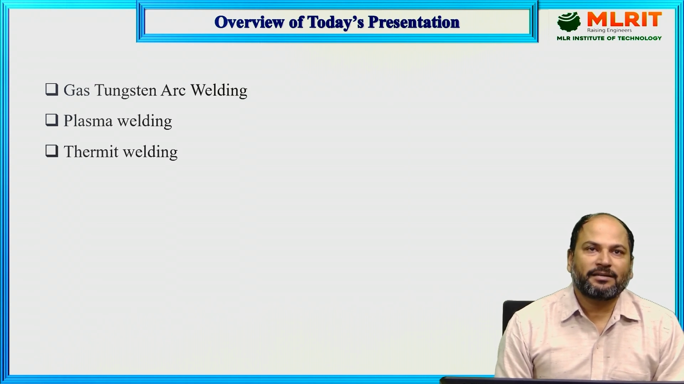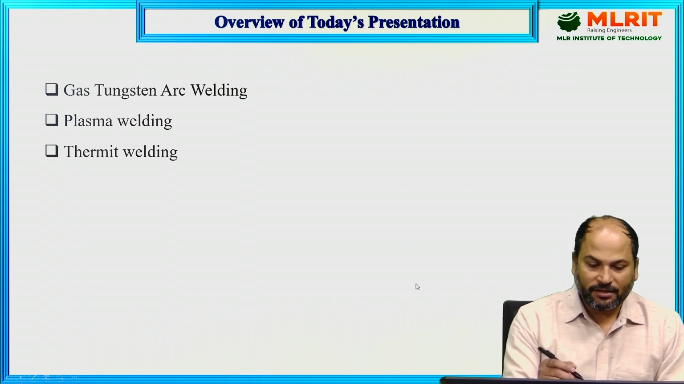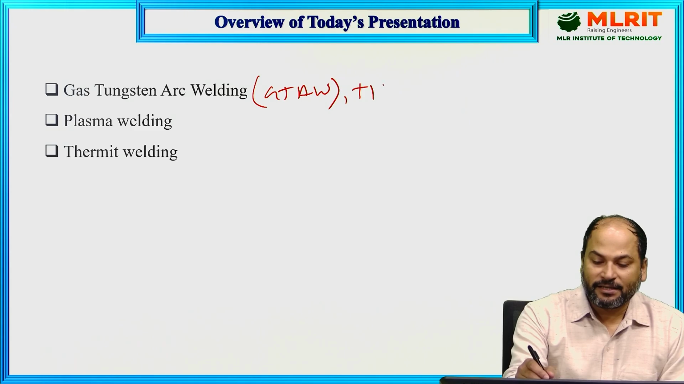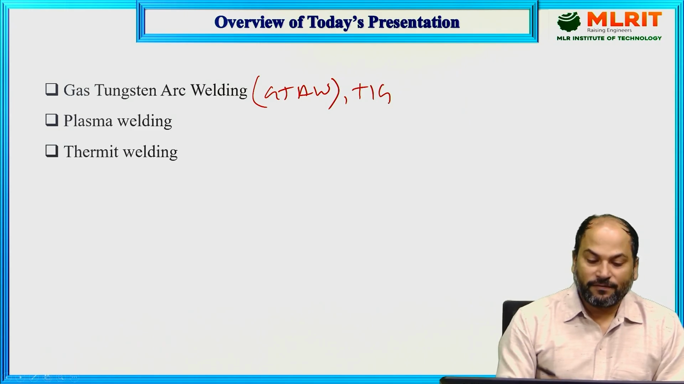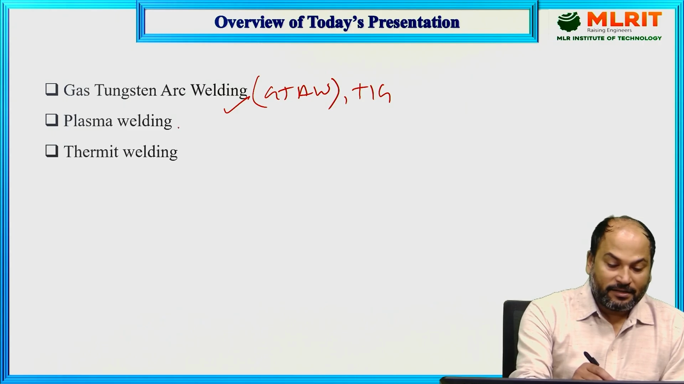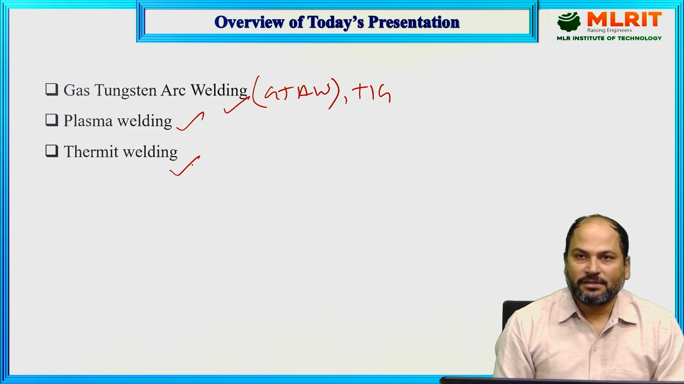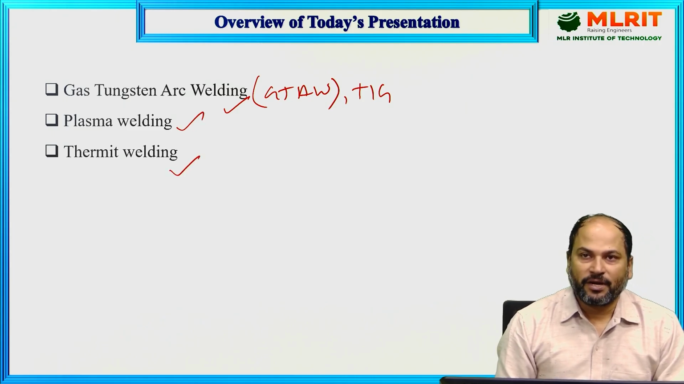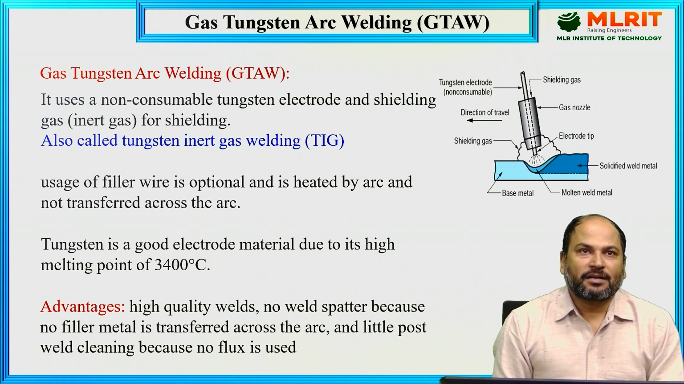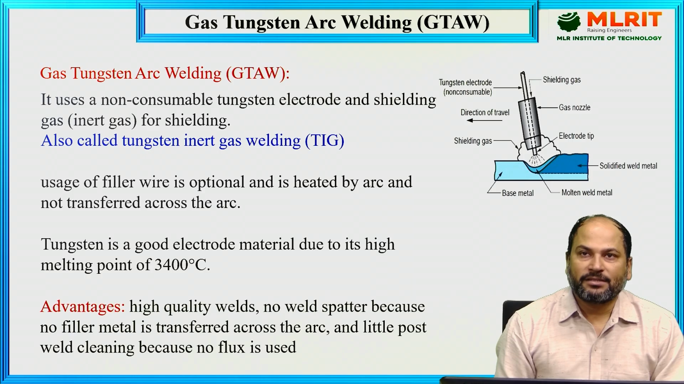First one will be gas tungsten arc welding, that is GTAW. Sometimes people write TIG welding. Then we'll take plasma welding, which is an extension of gas tungsten arc welding. The last one will be thermit welding, which is generally used in railway track joining. So one by one we'll discuss. First we are starting with gas tungsten arc welding (GTAW).